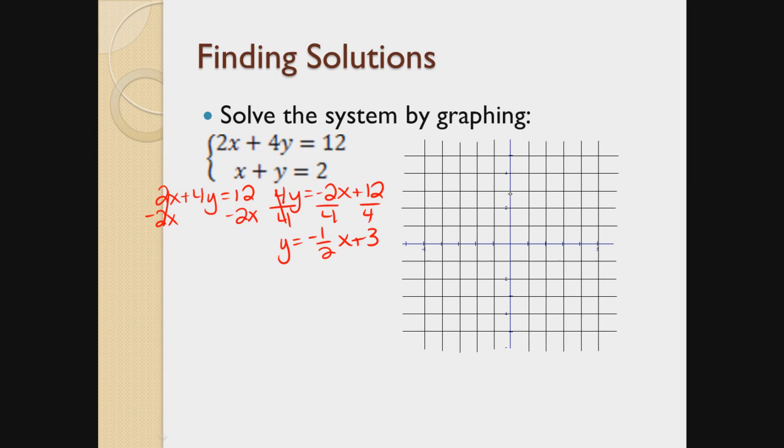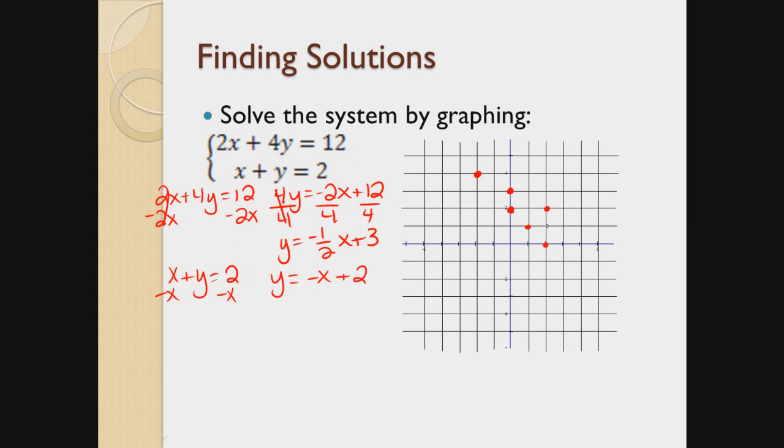To graph this, we're going to start by going up 3 for the y-intercept, then we could go down 1 and right 2, or up 1 and left 2. I'm not going to draw the line at this point. I'm going to wait until I graph the other equation to see where my points may intersect. So let's look at the second equation. X plus y equals 2. We need to subtract x, and we get y equals negative x plus 2. So we'll start by going up 2 for the y-intercept, then down 1, left 1.